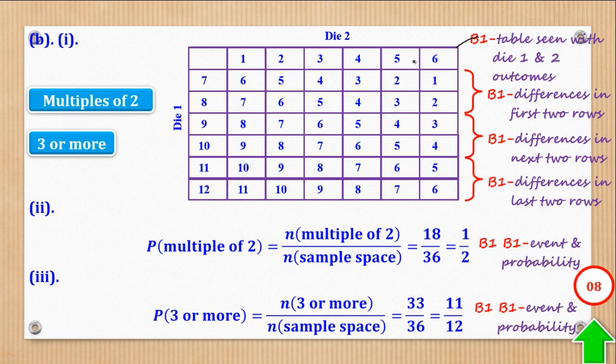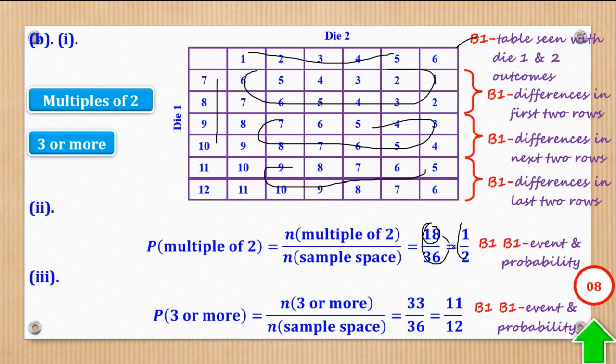So 1 mark for the table seen with these samples, then B1 for the difference here and here. Another B1 for this pair, another B1 for this pair. Then B1 for this numerator alone, another B1 for the whole of this fraction. It is okay to reduce or not. Then B1 for this numerator and B1 for the whole of the fraction.